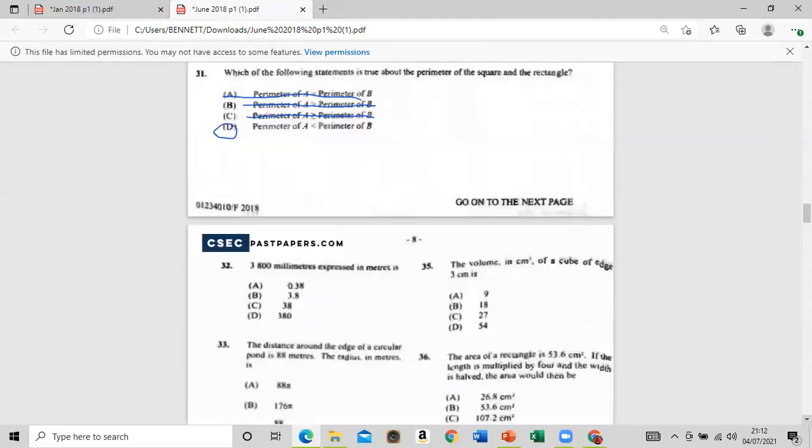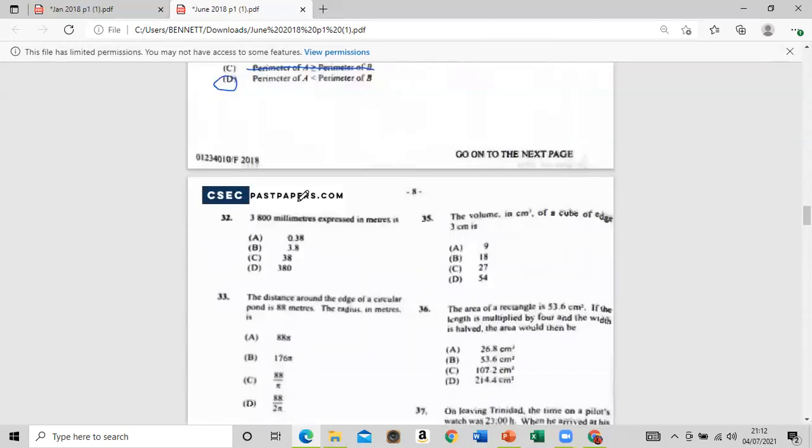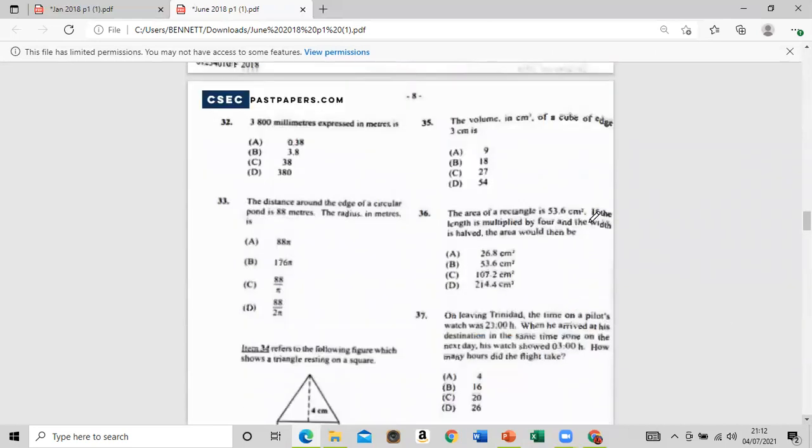Alright, so 32 now. Now, if you know them, nevertheless. So 3,800 millimeters expressed in meters, let's divide by 1,000, guys, because 1,000 millimeters make a meter. You should know this, check out your primary school teacher. So that gives 3.8.